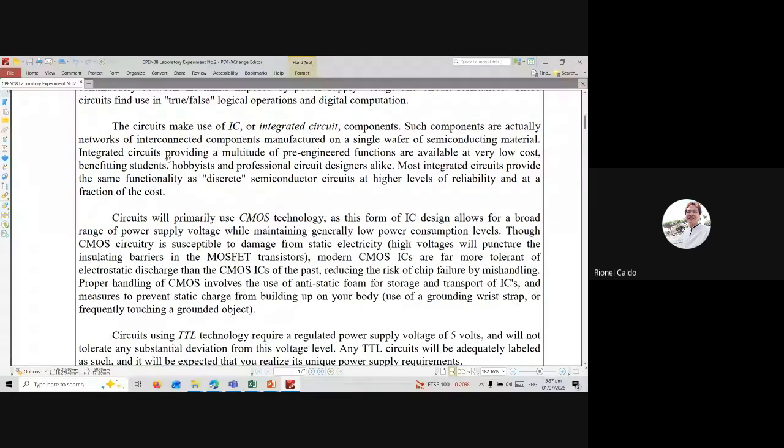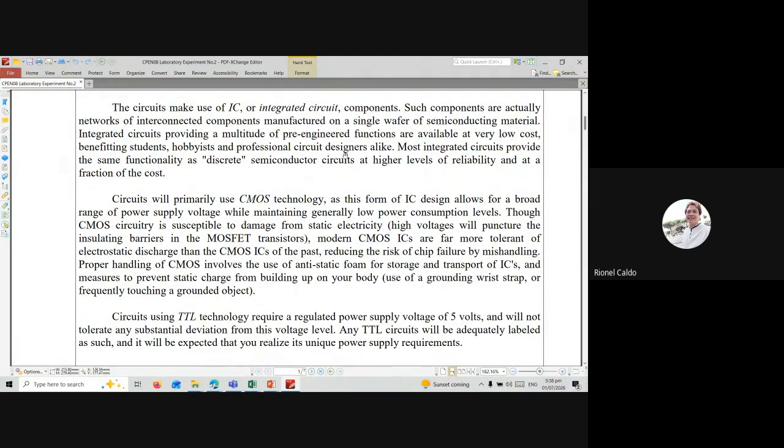So integrated circuits provide multitude of pre-engineered functions available at very low cost, benefiting students, hobbyists, and professional circuit designers alike. So in your case kasi, hindi na natin concern kung paano dinesign yung IC, diba? So ang concern lang natin is gamitin yung ICs na available na sa market. At sabi dito, very low cost. So affordable naman so far yung mga ICs na ginagamit po natin.